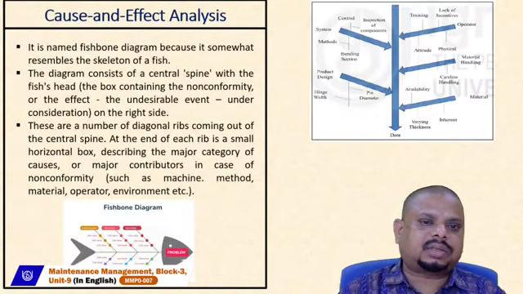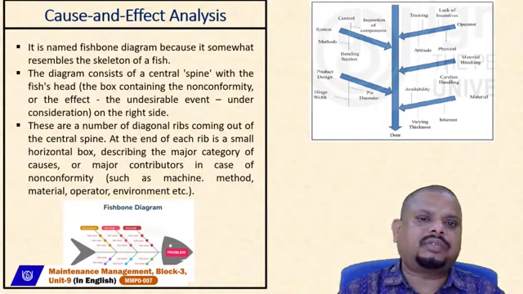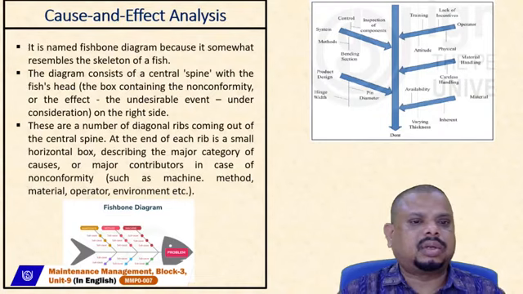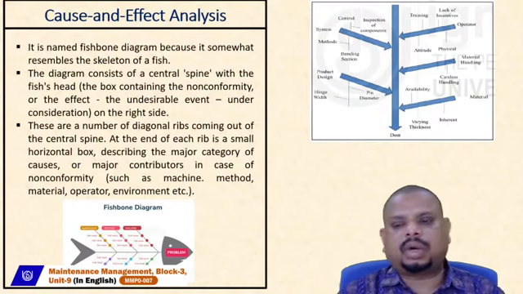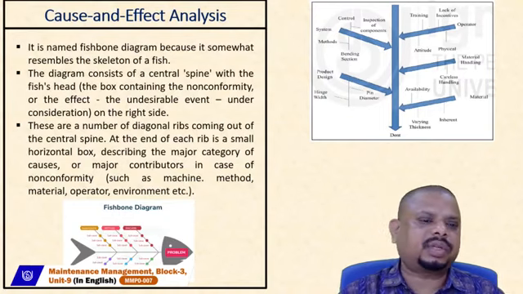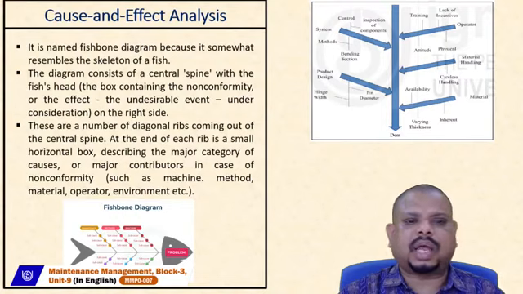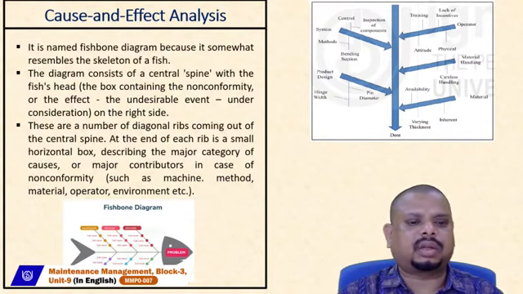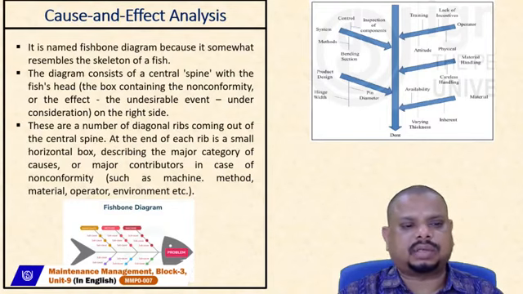So let's understand the next philosophy, known as cause and effect analysis, which is also known as fishbone analysis. The diagram resembles the skeleton of a fish, which is why it is known as fishbone analysis. The diagram consists of a central spine with the fish head, that means the box containing the non-conformity or effect, the undesirable event under consideration, on the right side.